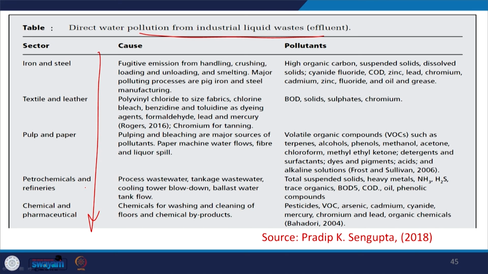And they can be attributed to volatile organic compounds (VOCs) such as terpenes, alcohols, phenol, methanol, acetone, chloroform, methyl ethyl ketone, detergents, surfactants, dyes and pigments, acids and alkaline solutions, etc. Now, petrochemical and refineries are again major contributors towards pollution, with process wastewater, tankage wastewater, cooling tower blowdown, ballast water tank flow, etc. They can increase the total suspended solids, heavy metals, ammonia, H2S, trace organics, BOD, COD, oil, phenolic compounds, etc. And if we take chemicals and pharmaceuticals in general, chemicals for washing, cleaning of floors, and chemical byproducts can be attributed to pesticides, VOCs, arsenic, cadmium, cyanide, mercury, chromium, lead, organic chemicals, etc.